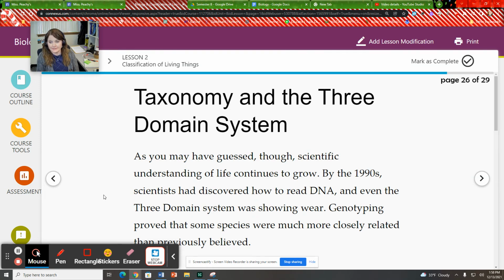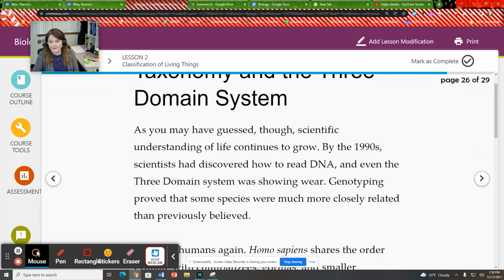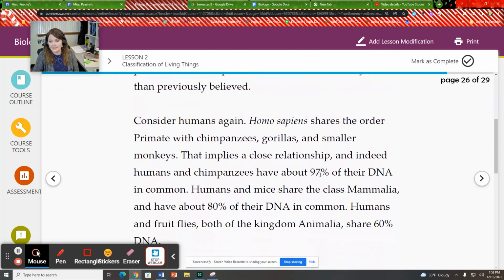By the 1990s, scientists discovered how to read DNA. Different organisms had their genomes mapped. And what we can see is how our DNA and the DNA of other species compares to each other. For example, about 97% of all human genes are the same as those found in chimpanzees. So we can see how closely we are related to chimpanzees, and we can look at that as a map to evolution, to how closely we had a common ancestor in the past, right?